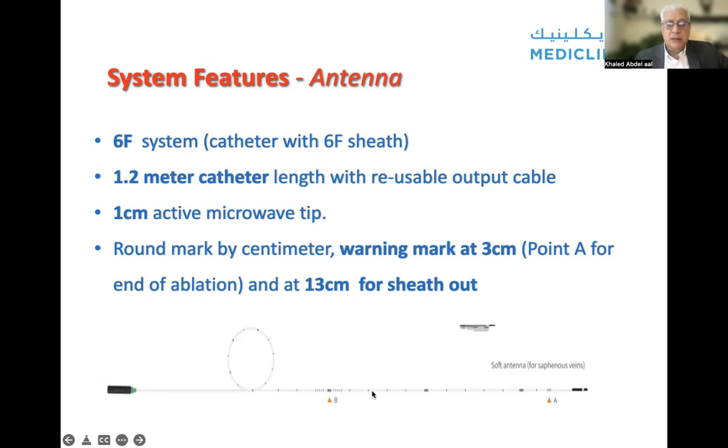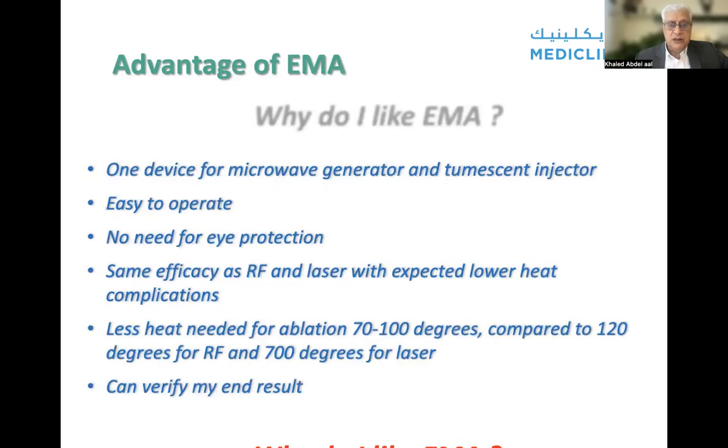At point B, it's about 13 centimeters from the catheter tip, which represents the length of the sheath. I'll show you later in the case how I retrieve the sheath at the level of the 13 centimeters. So the catheter is marked by 1 centimeter marks, with a 1 centimeter tip, which is the delivery of the system. At 3 centimeters, there is the first marker, which indicates the end of the sheath. And at 13 centimeters, there are special markers that indicate that the sheath has to be retrieved.